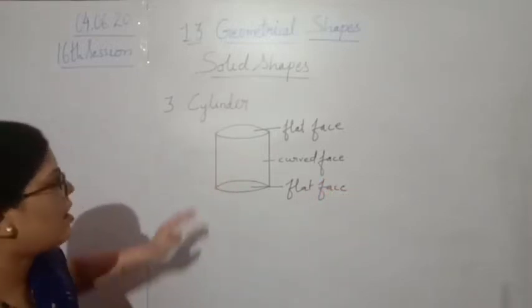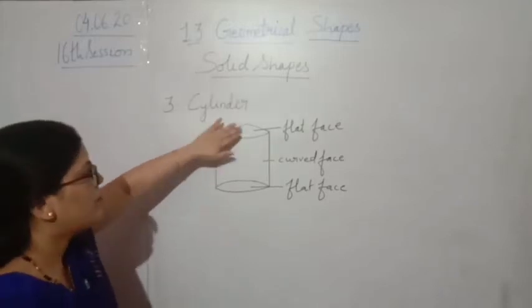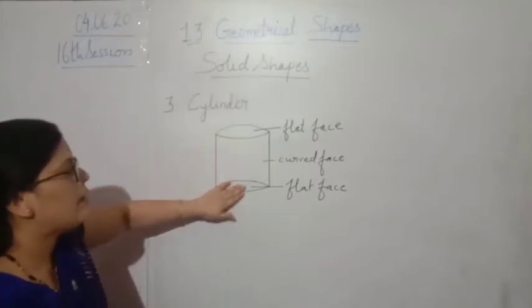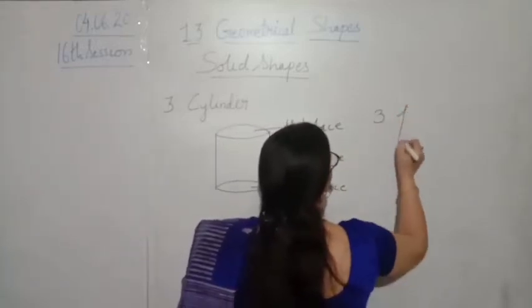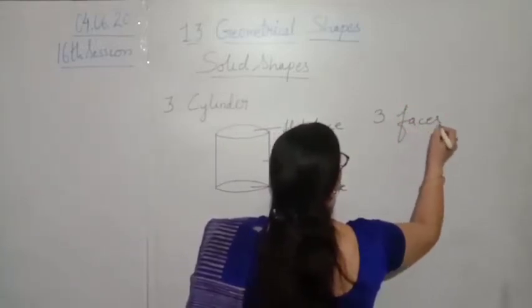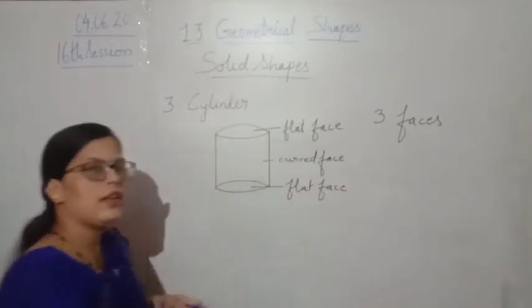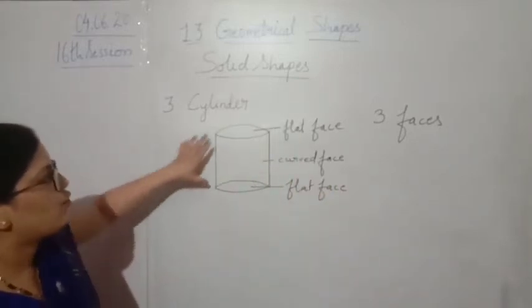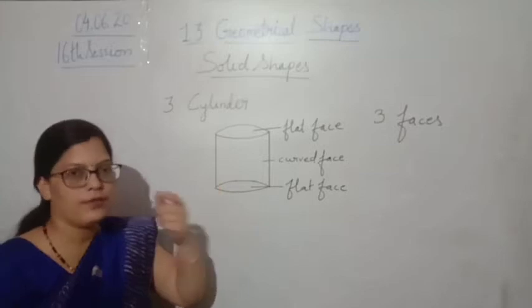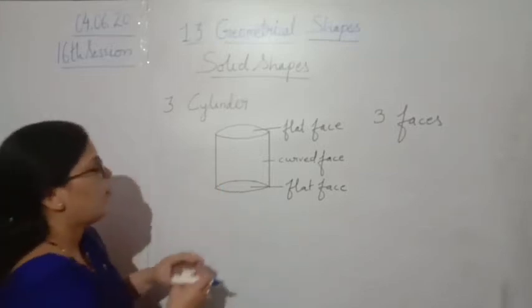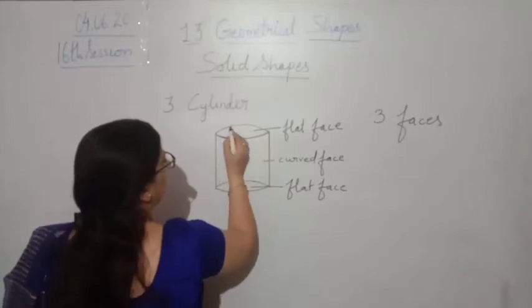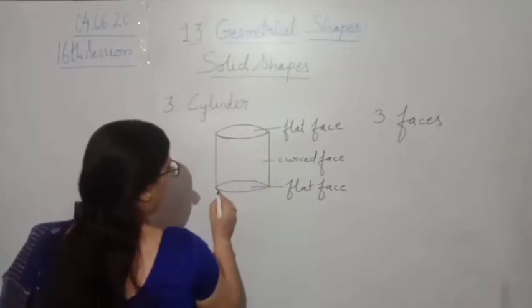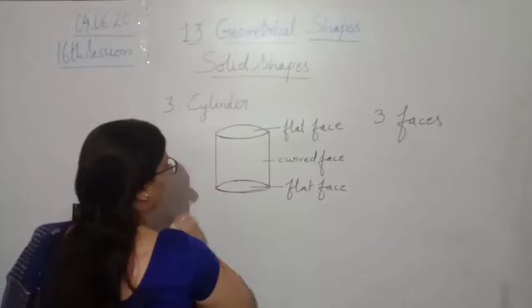So total how many faces are there? 1, 2 and 3. There are 3 faces in cylindrical shape. Two flat and one curved. Clear? Now let us see about the edges. These are the edges. First and second, at the top and at the bottom.